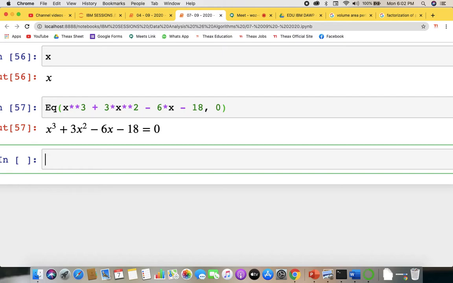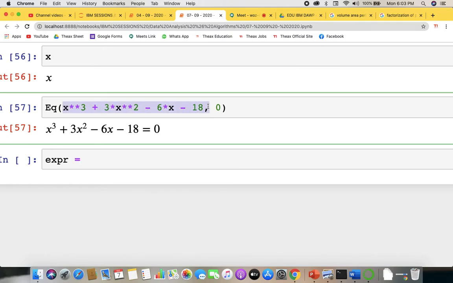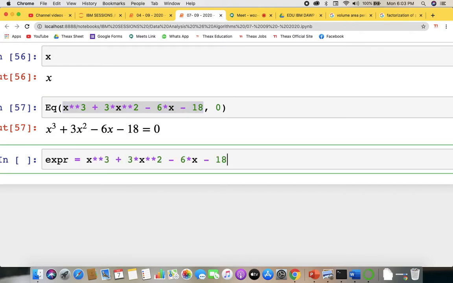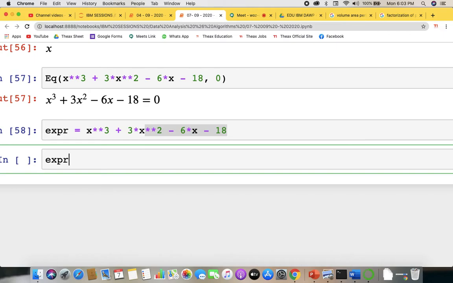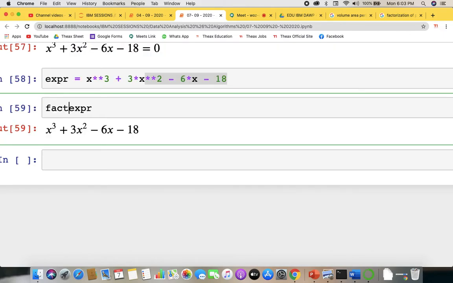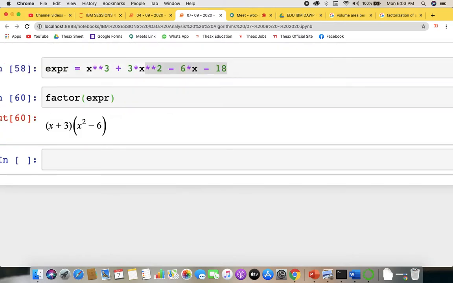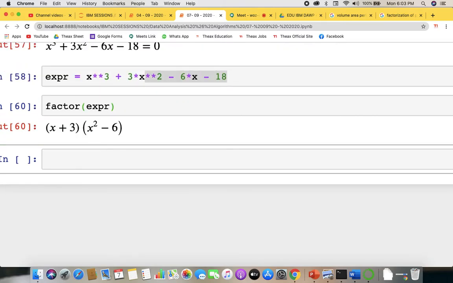X squared into x plus 3 minus 6 into x plus 3. So x squared minus 6 into x plus 3. Okay. And what is the value of x? See, for factorization, we'll just use the factor function to find the factorization. Is this the answer? X squared minus 6 multiplied by x plus 3? Right, sir.